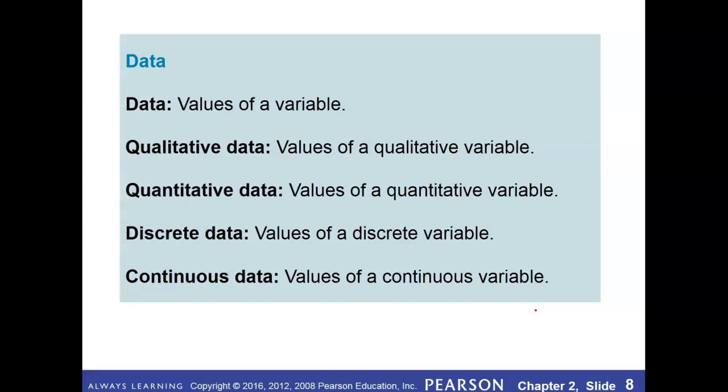So the same way we talk about variables, we can talk about data. So data are values of the variable. Okay, so the data can be qualitative data or quantitative data. We can have discrete data and continuous data. So the variables are the specific things that vary from one person to the next, and the data is the numbers within that describe those values.